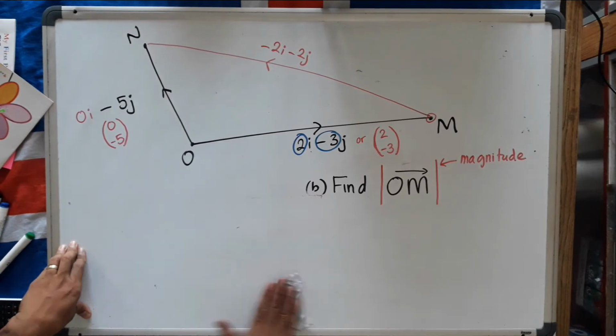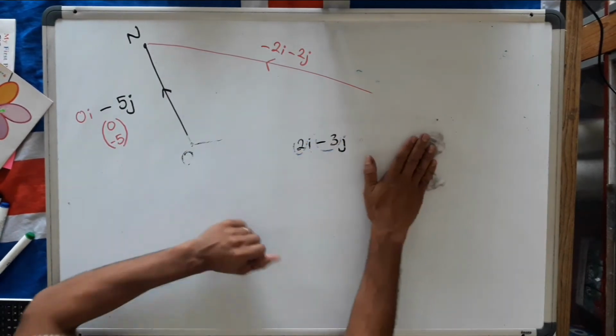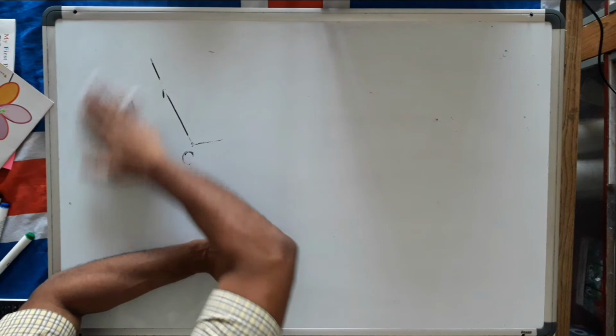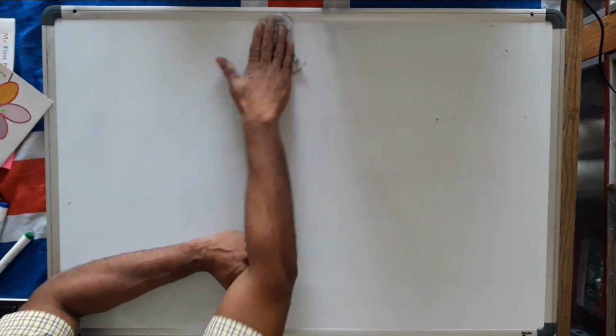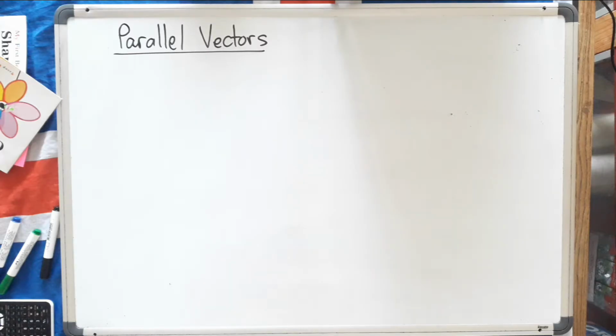Alright. Give me a chance here. Let me see what else I can show you in vectors here. Oh, I'm going to show you how. Alright, so let's try some parallel vectors.